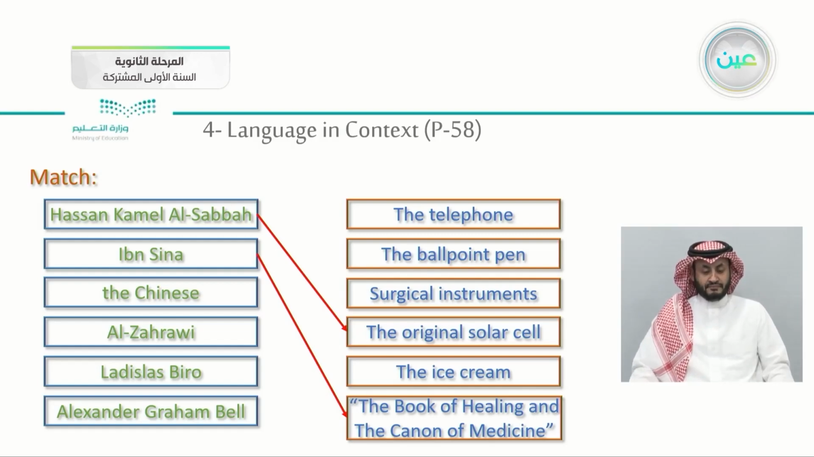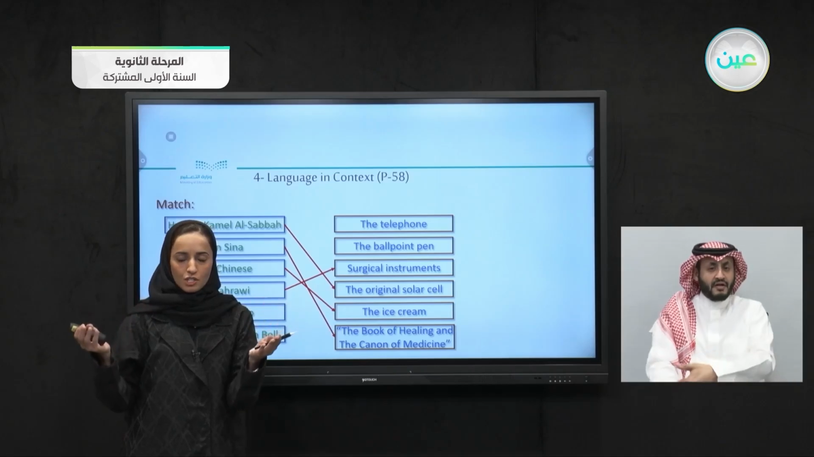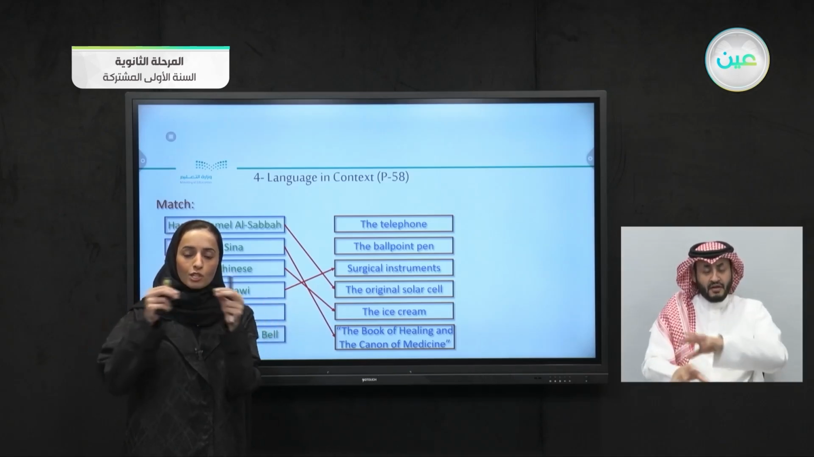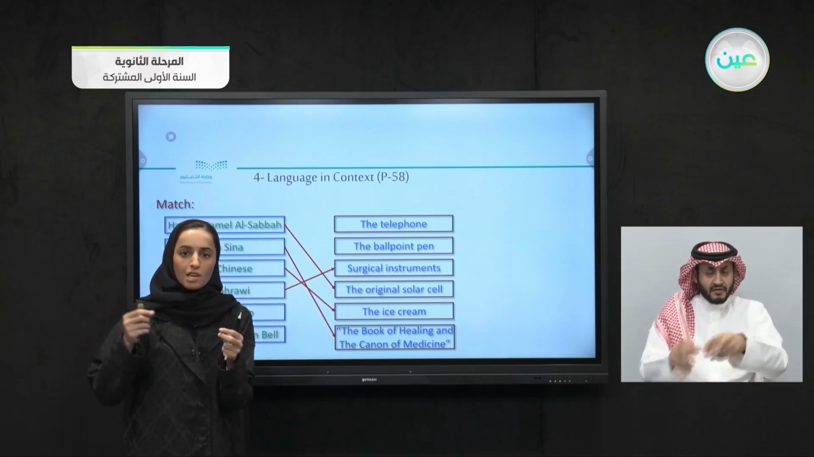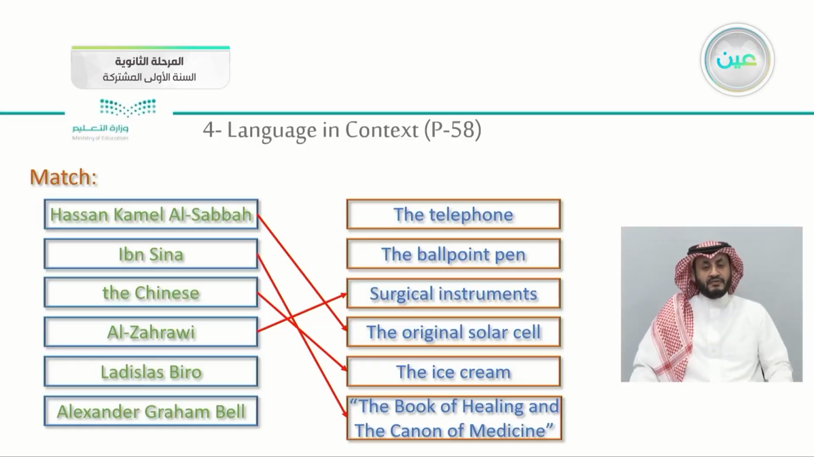Then the Chinese people, which invention are they responsible for? The ice cream. The ice cream that we eat today, the Chinese invented it. Al-Zahrawi is a Muslim scientist. What did he do? He is responsible for surgical instruments. If we have a surgeon, a doctor, all the tools that they use, who's responsible for them? Al-Zahrawi.